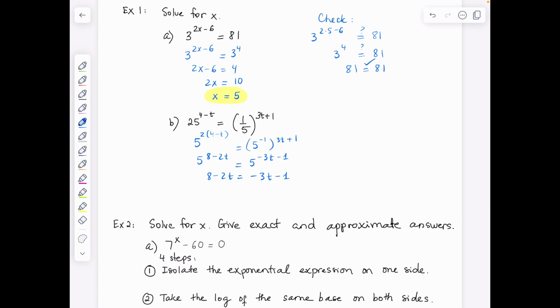So we just solve for t. I can add 3t to both sides, so that will give us t on this side, 8 plus t, and the other side is negative 1. And then just subtract 8 from both sides. Negative 1 minus 8 should give us negative 9. And of course, you should check the answer here as well.